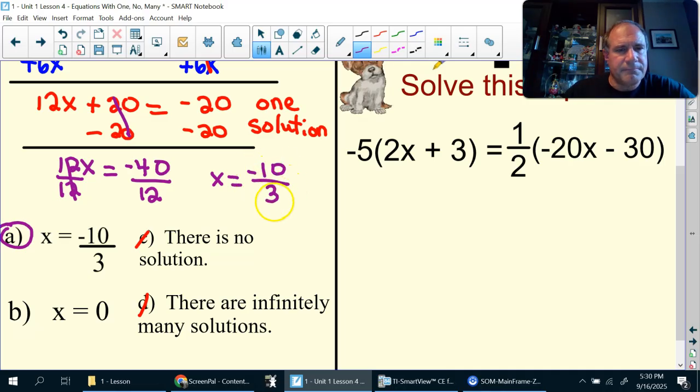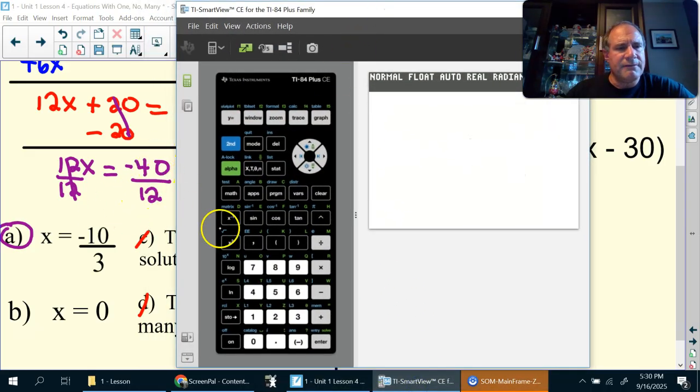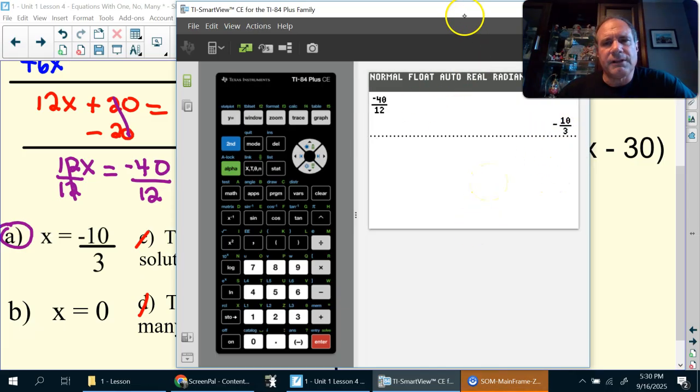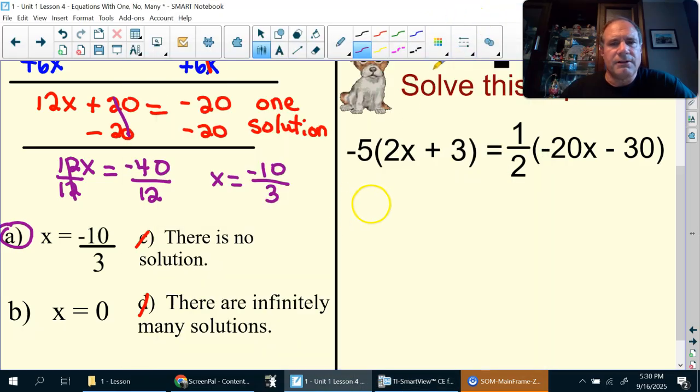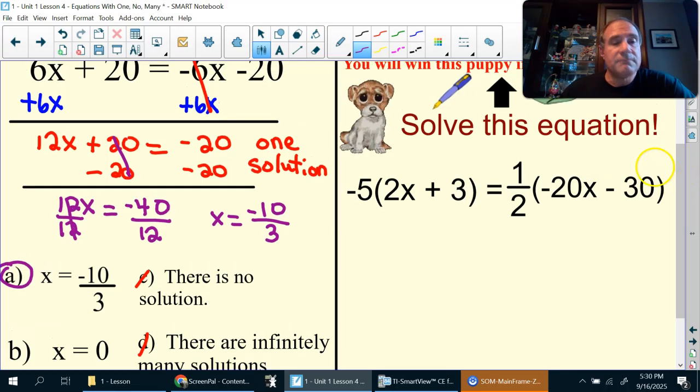And you can do this. I'll just show you a little bit of a trick. If you have negative 40 over 12, I'm going to press alpha x, and if you want to reduce a fraction, you press enter and look, negative 10 over 3. It reduces it for you. It's a really nice feature of this calculator. And just remember, you can put a fraction in, press enter, it reduces it.